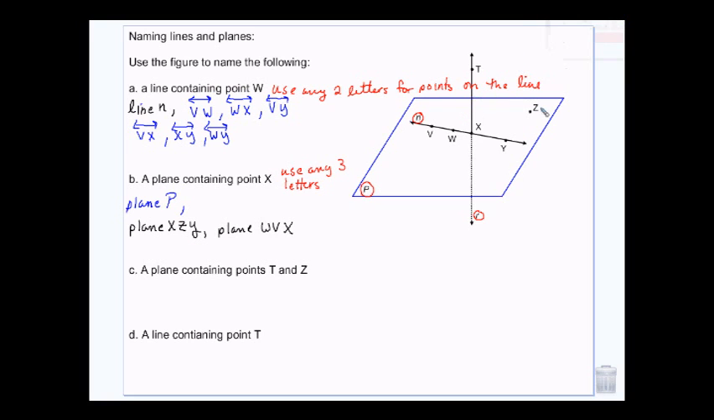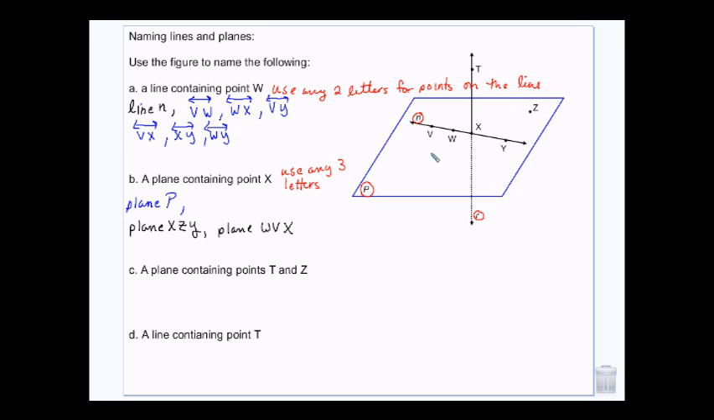So for a line containing point W, you have to define it with 2 other points, right? For the line, you need 2 points to define it as a line. And it can be any 2. It can be V, W, X, or Y because those are all on the line. So you can use any 2 of those letters.